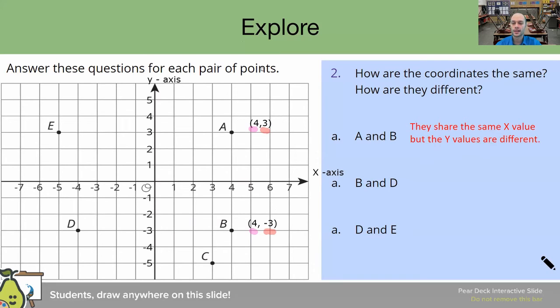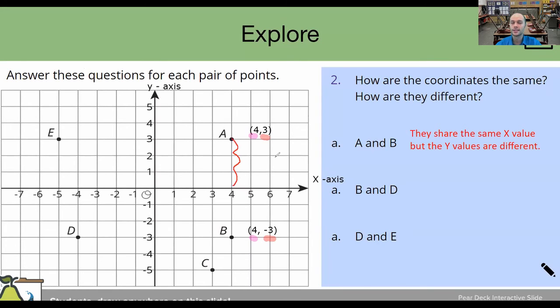All right, welcome back. If you said they also share the same distance from the x-axis, then you are correct. Point A is 1, 2, 3 spaces away from the x-axis. And point B is 1, 2, 3 spaces away from the x-axis as well. That is also an acceptable answer. All right, let's look at the next one, B and D.